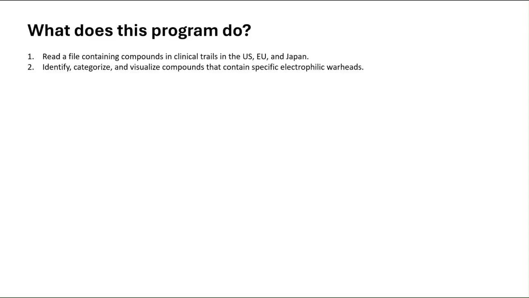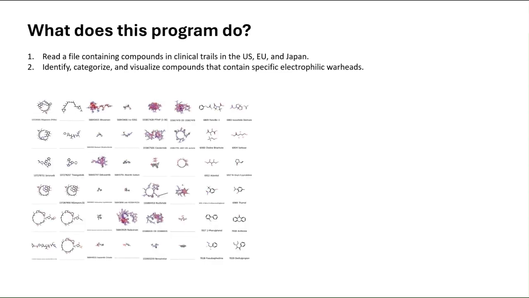I started this project by breaking the program into smaller tasks. This program should be able to do at least two things. First, the program needs to take in a collection of compounds. For this project, this input can either be the library of compounds in clinical trials or approved drugs.